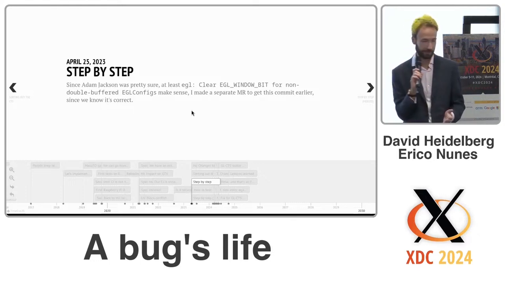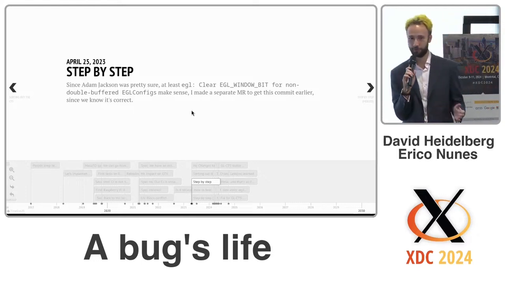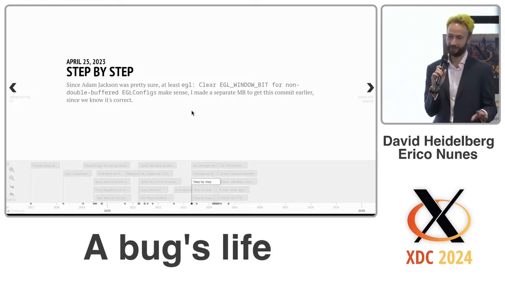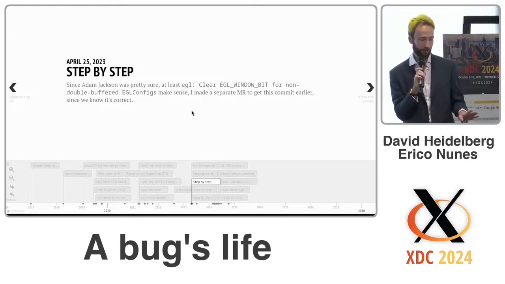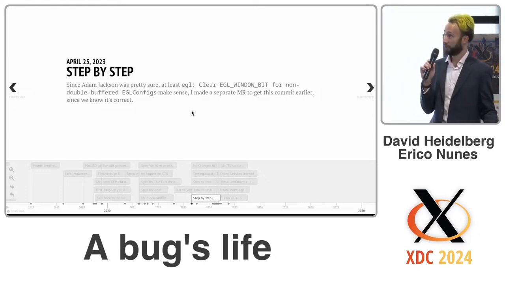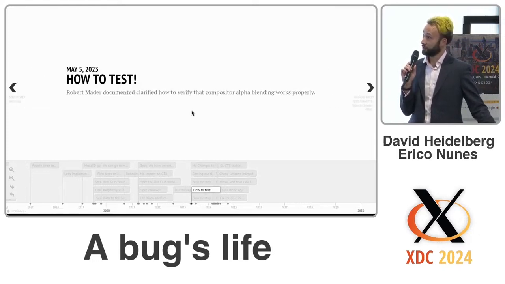So there were some small commits regarding the non-double buffered formats, which Adam Jackson ensured looked solid and should get in. So at least we offloaded one or two commits from the merge request. Got merged, which was nice.